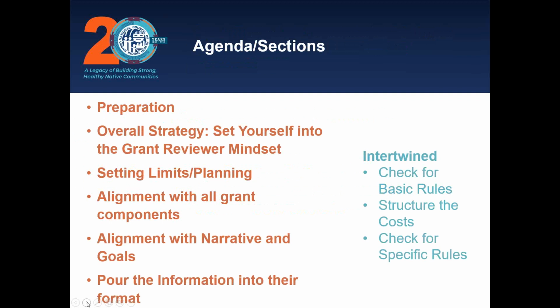accomplish that alignment. We're also going to be looking at putting the information into their format, because they have a specific format that we have to follow, and we're going to look at it. Intertwined into these sections or agenda, we're going to check for some basic rules, structure the cost, and check for specific rules. So before we go on, I would like to ask if there are any questions so far.